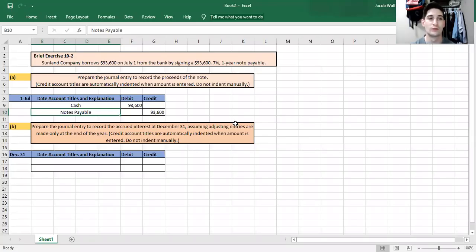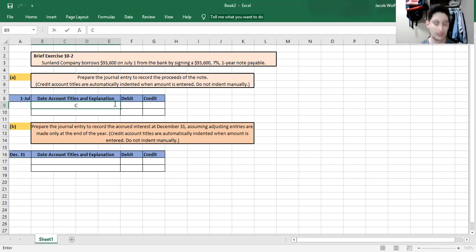Here we have the problem of a Sunland company, and it says that they borrow $93,600 on July 1st from the bank by signing a $93,600 7% 1-year note payable. So what we have here is for our note payable. Obviously, we're gonna have that as one of our accounts, and the other account is gonna be a cash account.